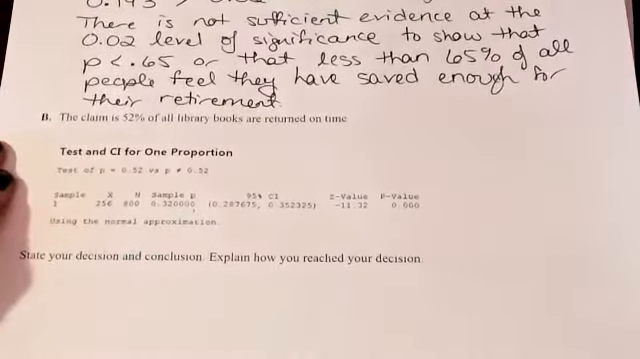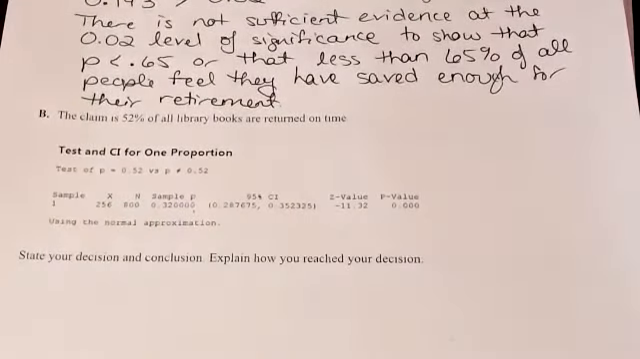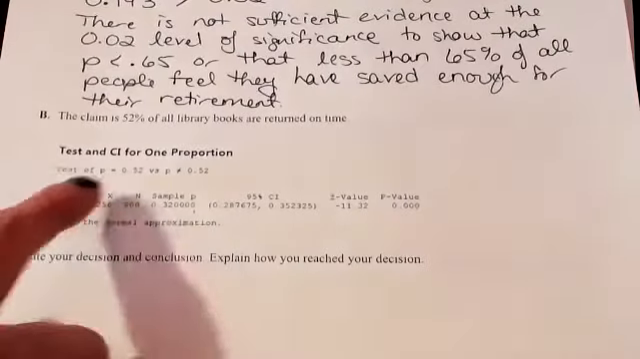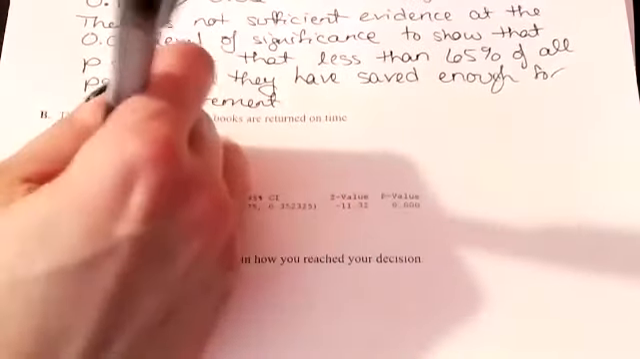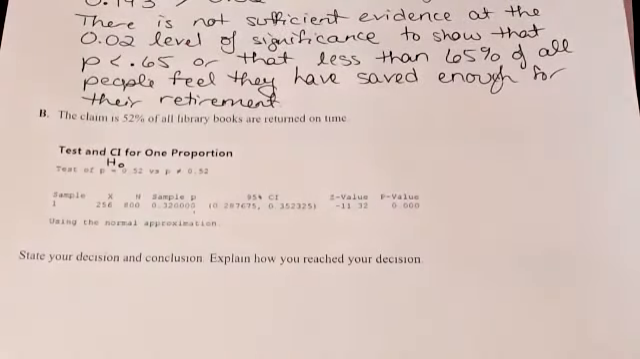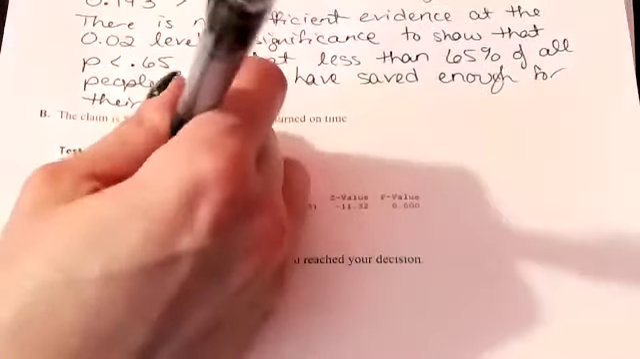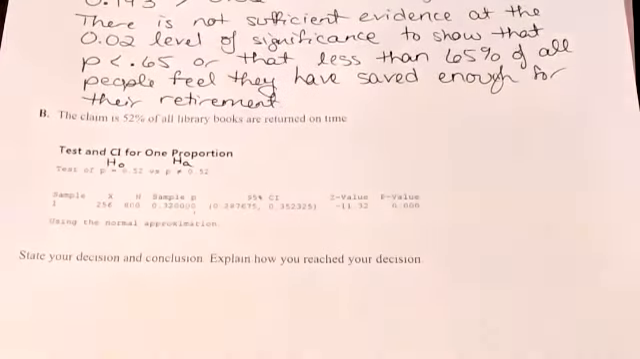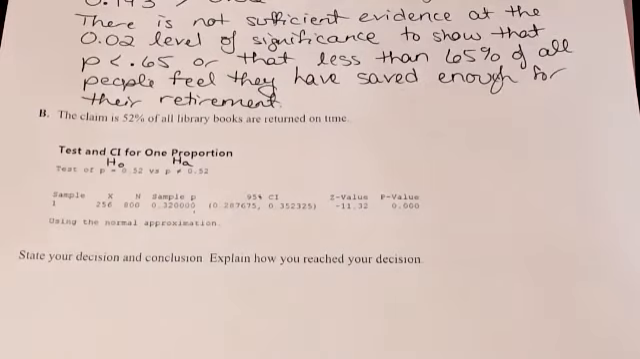When we take a look at part B, the claim is 52% of all library books are returned on time. So we see that our null hypothesis is that p is equal to 0.52 versus p is not equal to 0.52. So here's our alternative hypothesis. Notice it's a two-tailed test. We're just trying to see if it's different than 52%. So it's not equal to, right? We want to see if there's a difference here. Is there a significant difference?